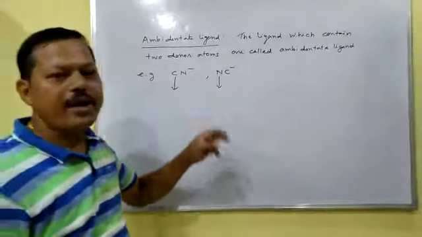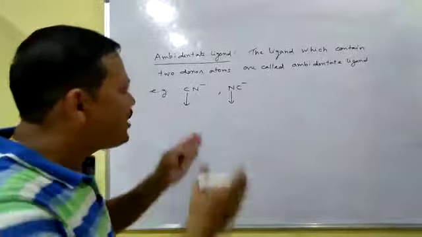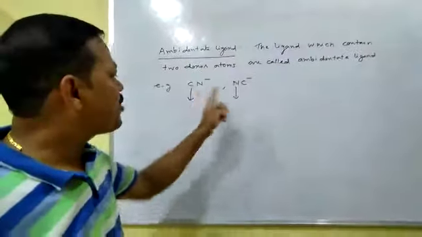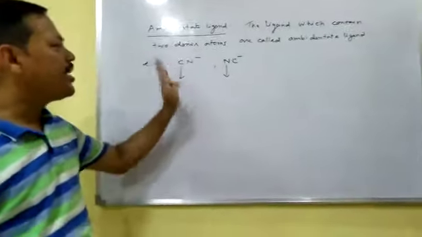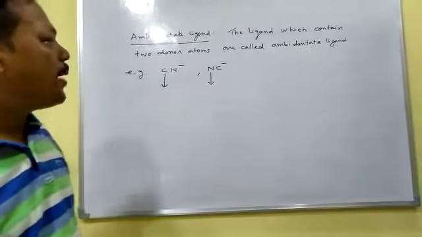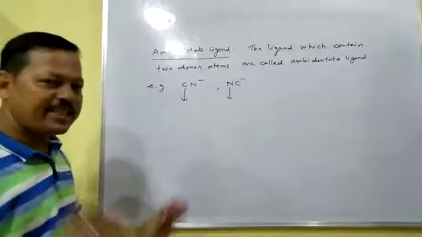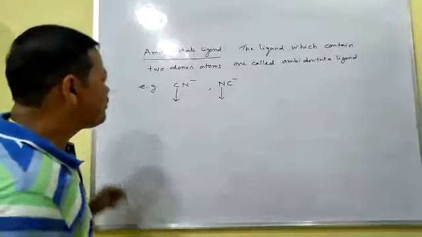So this type of ligand which have similar formula, but their donor atoms, I mean which atom donates the electron pair, that atom will be different in both the cases, and that's why this type of ligands are called ambidentate ligand. This is called cyanide ion, this is called isocyanide ion. As a ligand they have another name, I will tell you later.